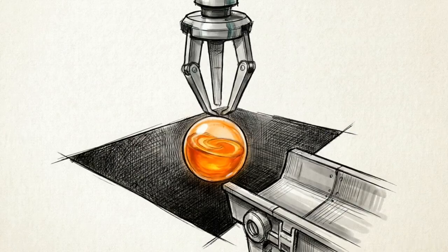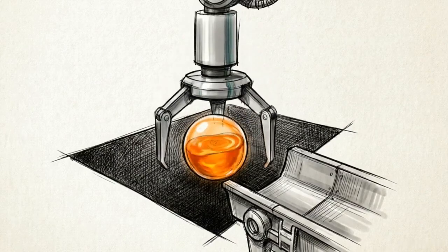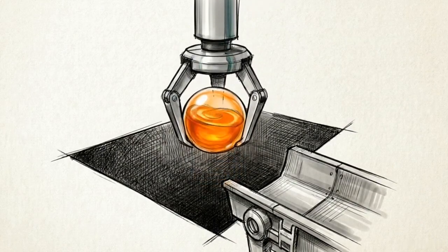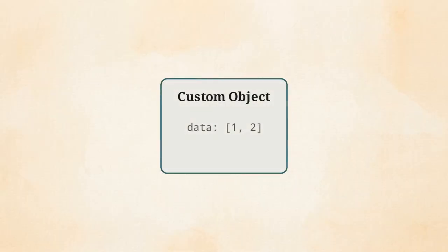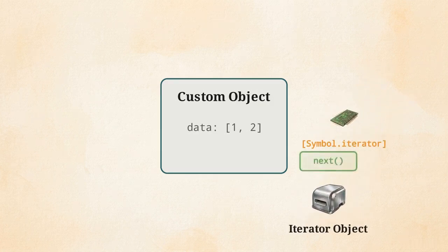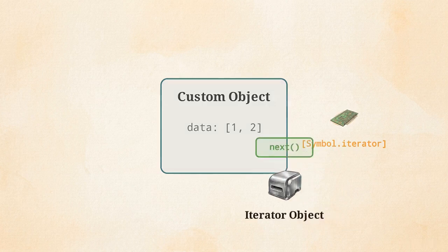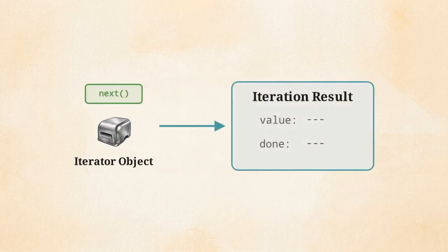Like this mechanical arm, the loop doesn't need to know what is inside. It only knows how to retrieve one item at a time. You implement this contract by injecting the Symbol.iterator property into your object. This Symbol.iterator must return an object with a next method. Each call to next produces a strict payload, a value, and a Boolean named done.